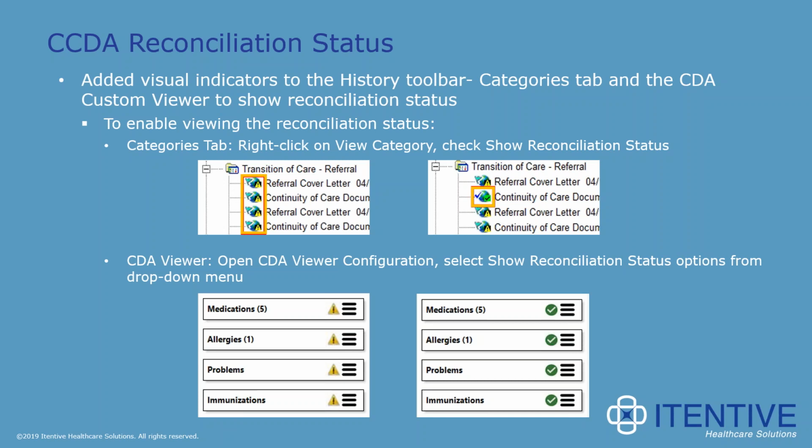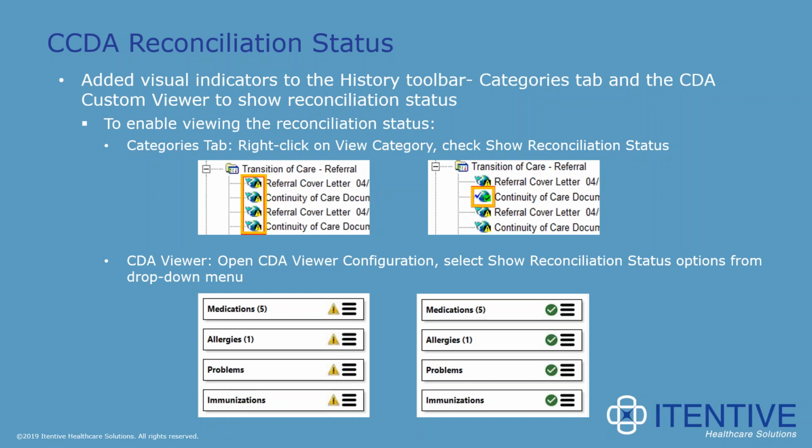So this is going to require some user level configuration in two areas. First, you're going to have to right-click the transition of care category and select Show Reconciliation Status option. And then in the CCDA custom viewer configuration, there's a drop-down menu option to show reconciliation status for all the sections, meds, allergies, problems, or none.